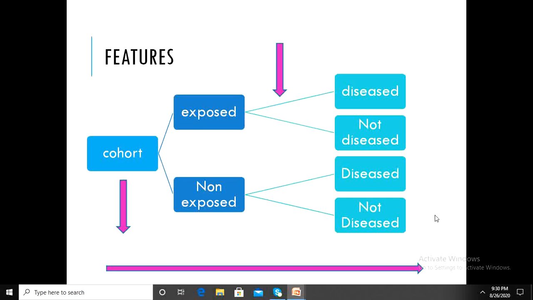What are the important features? Number one is the identification of the cohort. As I have already mentioned, the cohort should be disease free. And then there is a longer follow-up, and this study starts from the exposure to the outcome, that is, it goes forward in direction. So what are the indications of cohort studies? When should we conduct cohort studies?